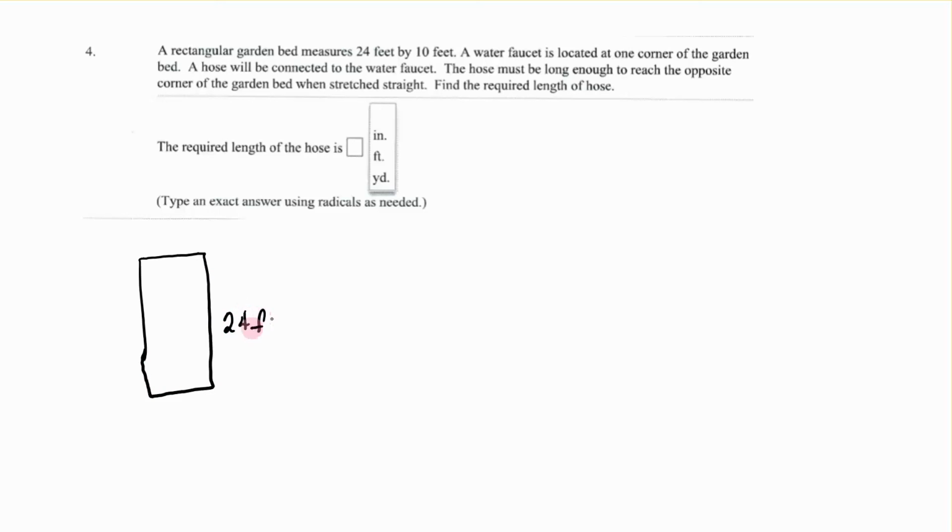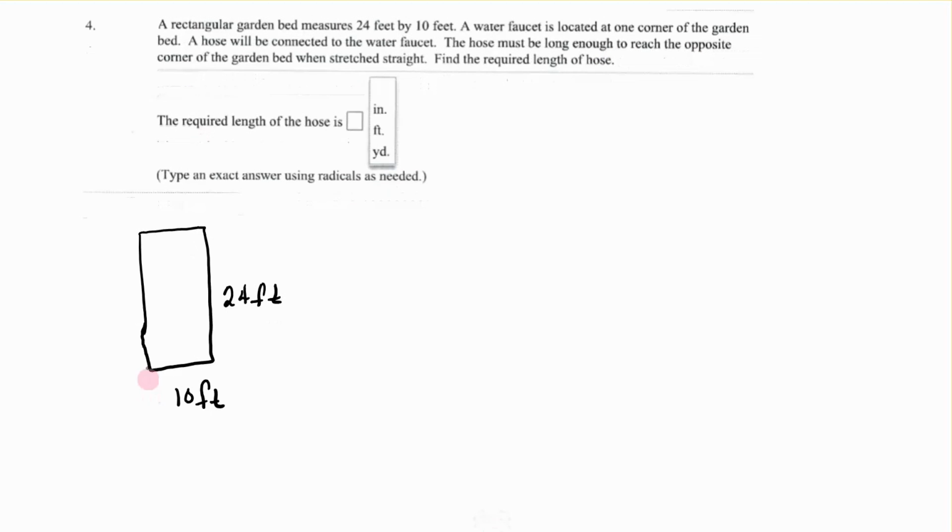24 feet by 10 feet. Please just pretend that that's a nice rectangle. A water faucet is located at one corner of the garden. Okay, I'm going to let the faucet be right here. A hose will be connected to the water faucet. The hose must be long enough to reach the opposite corner of the garden bed when stretched straight. Find the required length of the hose.